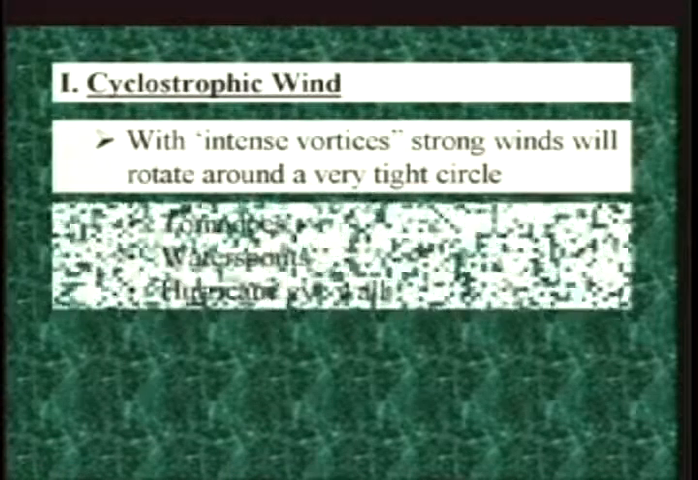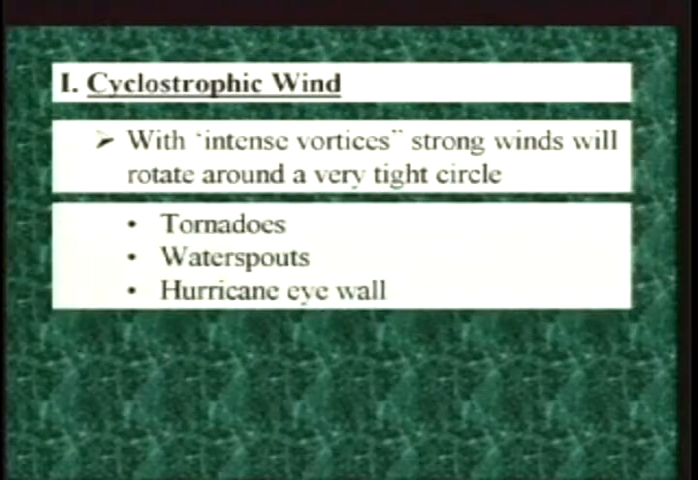These intense vortices, what are some examples? Well, tornadoes, waterspouts, hurricane eye wall. These are all referred to as intense vortices. They're a smaller scale. We're not dealing with high pressure or low pressure, or these large mid-latitude cyclones.